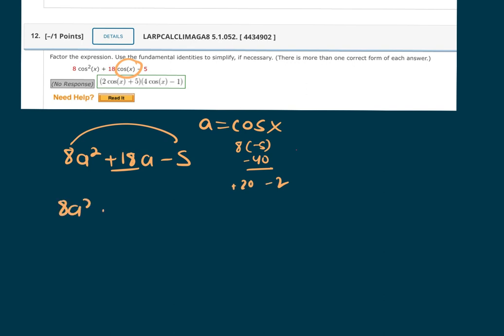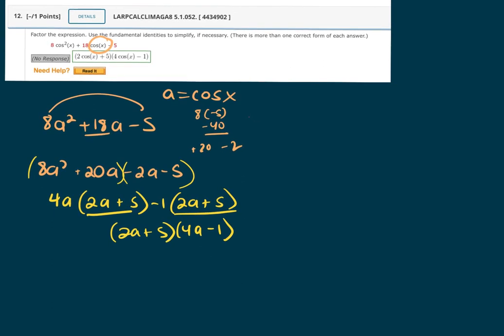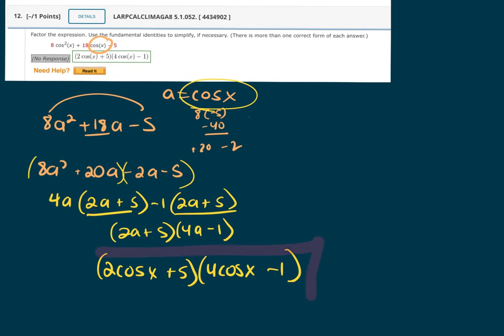Replace your middle term. And then factor by grouping. And then take out a negative 1. The parentheses are the same. And then at the end, you just got to put the sign back in. And that's as simplified as it gets.